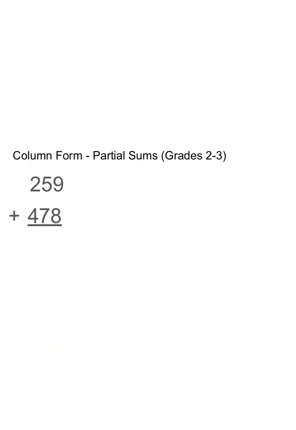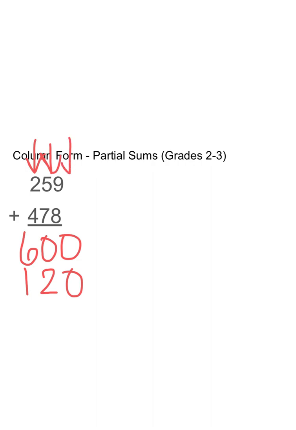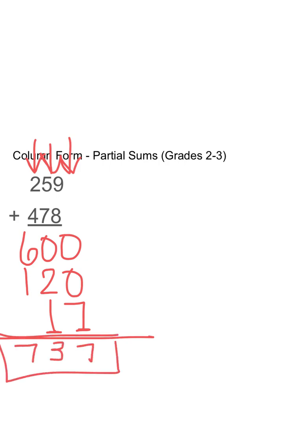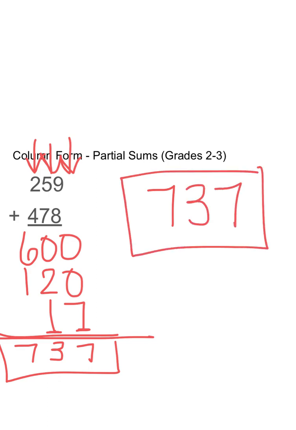Let's try another one. Again, add the hundreds column. 400 plus 200 equals 600. 50 plus 70 equals 120. 9 plus 8 equals 17. Again, make sure the 10 is in the tens column, the 7 is in the ones column, and then just add straight down again.